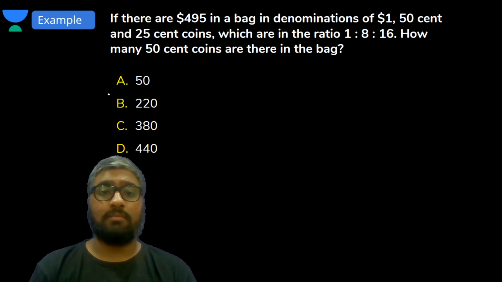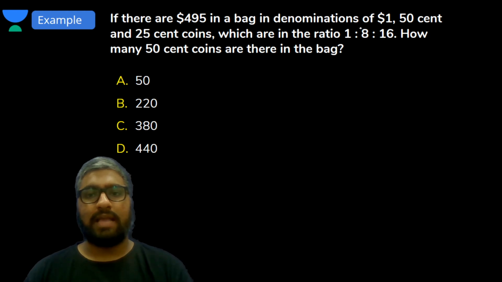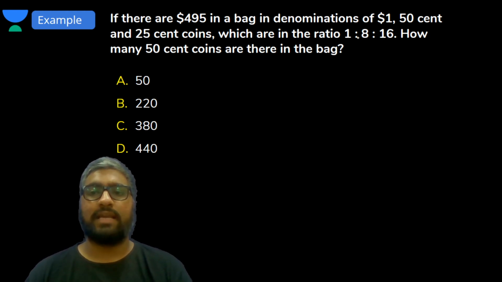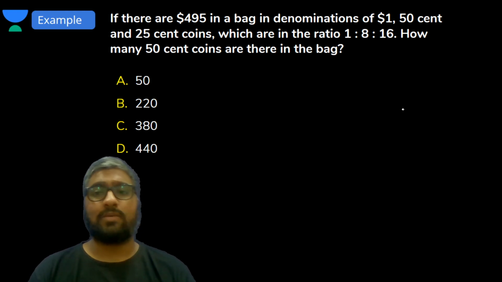So the total money is $495. They have $1, 50-cent and 25-cent coins. And the ratio of this is $1 is 1, 50 cents is 8 pieces, and 25 cents is 16 coins. How many 50-cent coins are there in the bag is what they're asking. Can you quickly answer this question? This question should not take you more than 30 seconds. It's that simple.